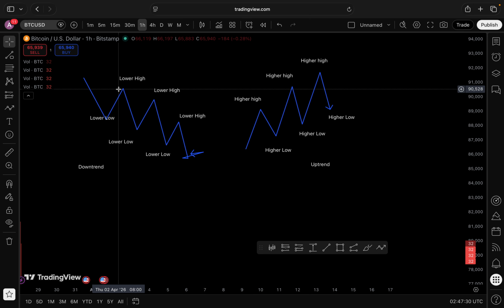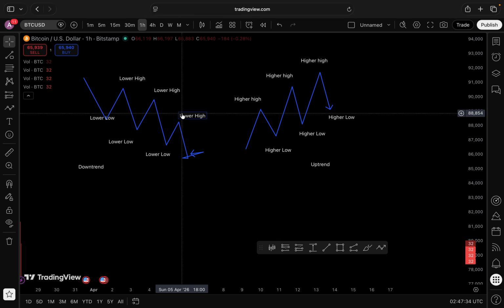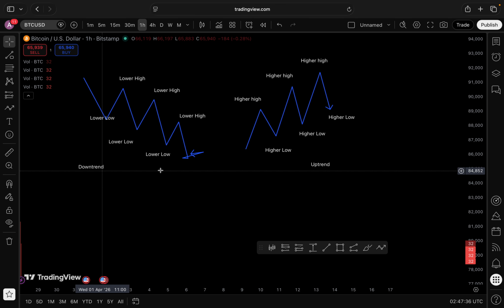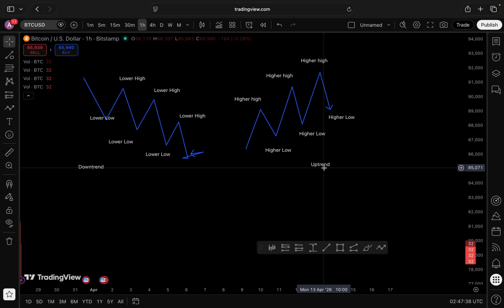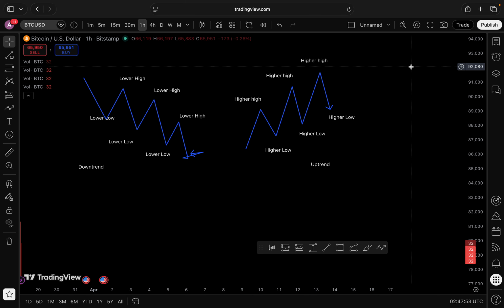Lower low, lower high, lower low, lower high, lower low, lower high. This is a downtrend. Downtrend, uptrend. Engrave these things in your brain, because these are the most important things you're going to learn. This is how the market moves. These two trends are how the market moves. This is how you make your money. The uptrend and the downtrend is how you make your money, right?